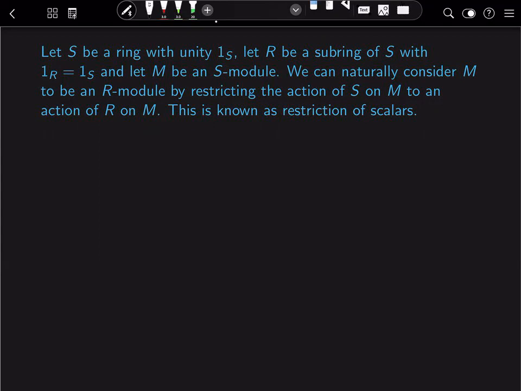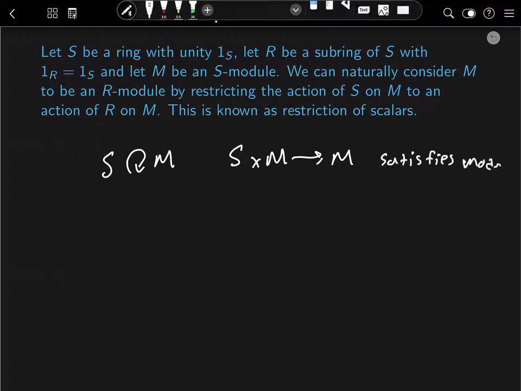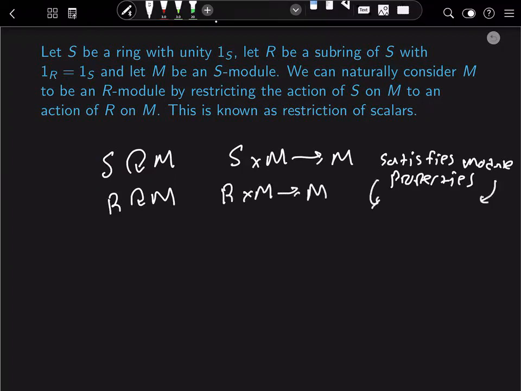Now we can naturally consider M to be an R module by restricting the action of S on M to an action of R on M. This is a simple restriction, because S acts on M through this operation S cross M to M that satisfies the module properties. We can naturally consider R acting on M because, of course, R is just a subring of S. So we have a map R cross M to M that satisfies the same module properties.